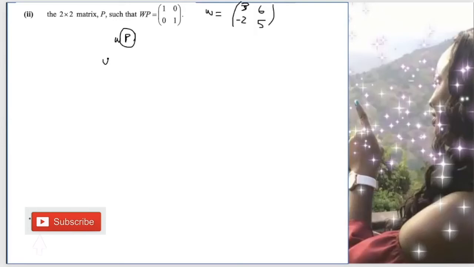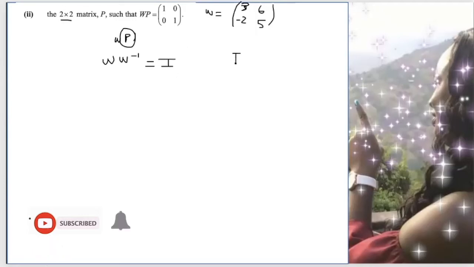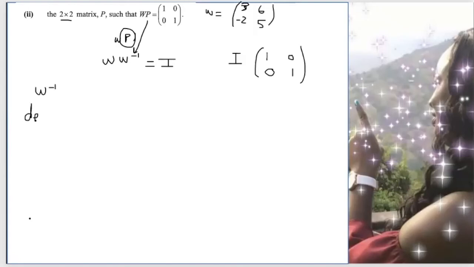So P is actually the inverse of W, because only a matrix times its inverse gives you the identity. That's always the case. Now the identity for a 2 by 2 matrix is 1, 0, 0, 1, and that means this should be a 2 by 2 matrix. We can find the inverse of W to get the identity when we multiply it by W. So to find the inverse of W, it's 1 over the determinant times the adjoint. So first, I have to find the determinant.